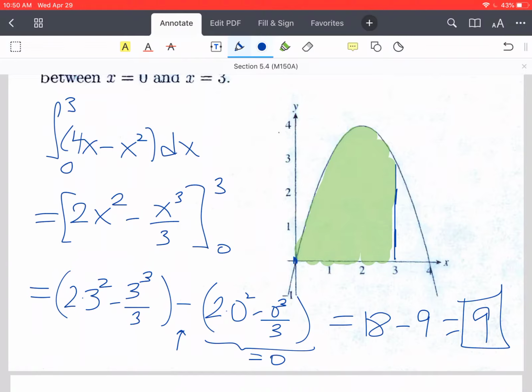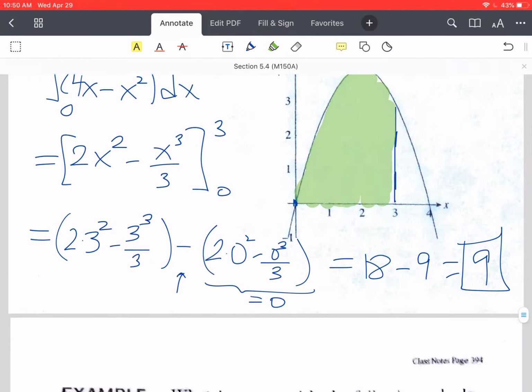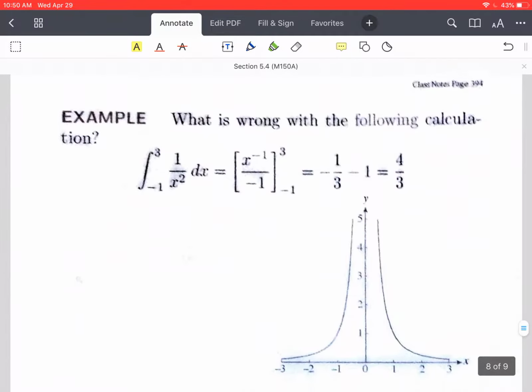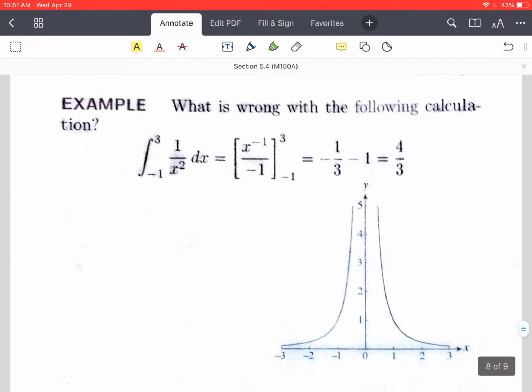So that means the area under this curve from 0 to 3 is 9. Okay. So here's an interesting one. What is wrong with the following calculation? We have the integral from negative 1 to 3 of 1 over x squared dx equals x to the negative 1 over negative 1, from negative 1 to 3.